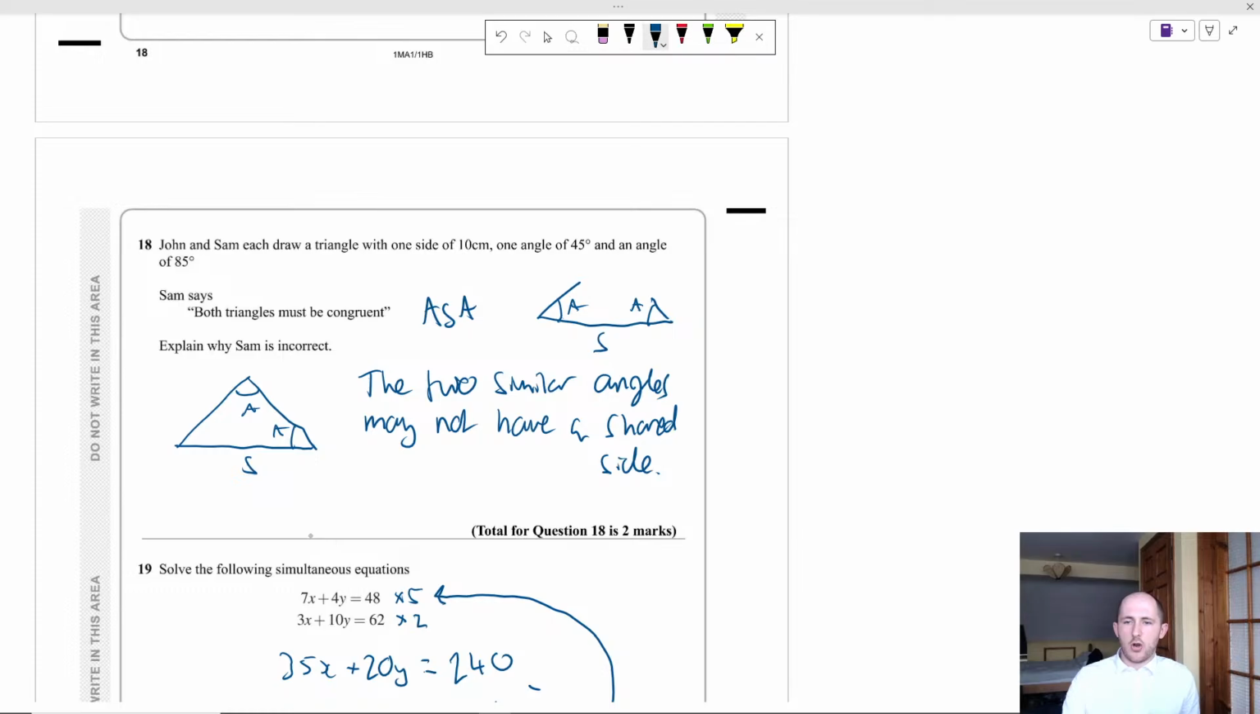ASA is a congruency relationship, which means angle side angle. So basically, if you have two angles and the side joining them that are the same in both triangles, then those two triangles are congruent to one another. They're identical to one another.